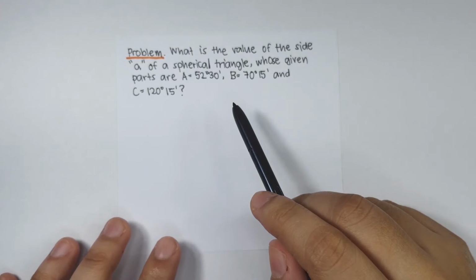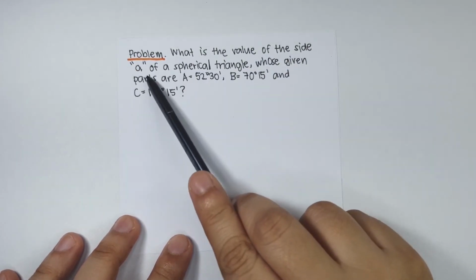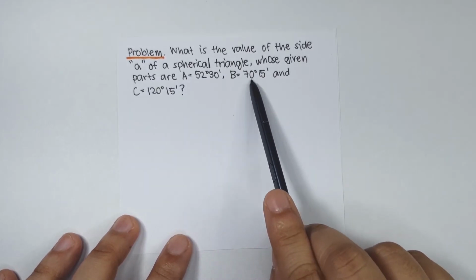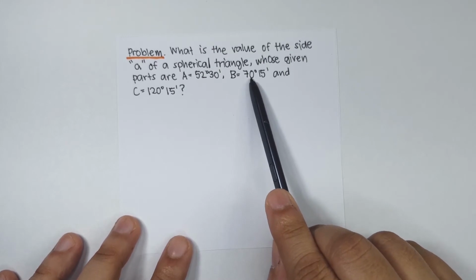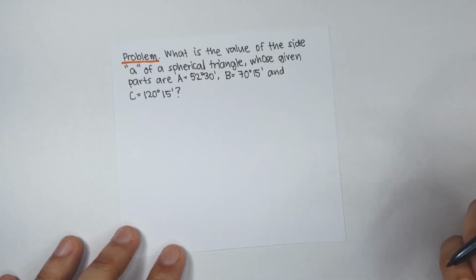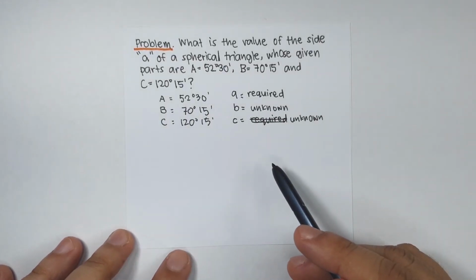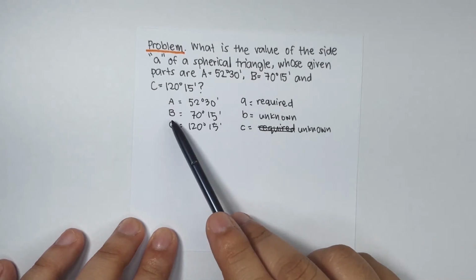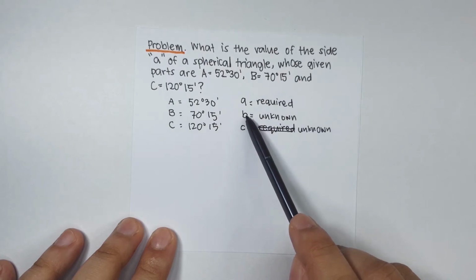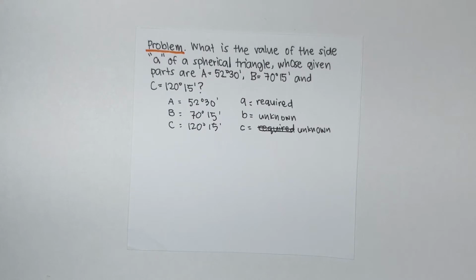Now let's try to solve one problem. Number 1, what is the value of side A of a spherical triangle whose given parts are A equal to 52 degrees 30 minutes, B equal to 70 degrees 15 minutes, and C equal to 120 degrees 15 minutes? So we can't use the law of sines here because, as you can see, angles A, B, C are given, the only side we want is a, and you don't know the value of either side b or c, so you can't use the law of sines here.